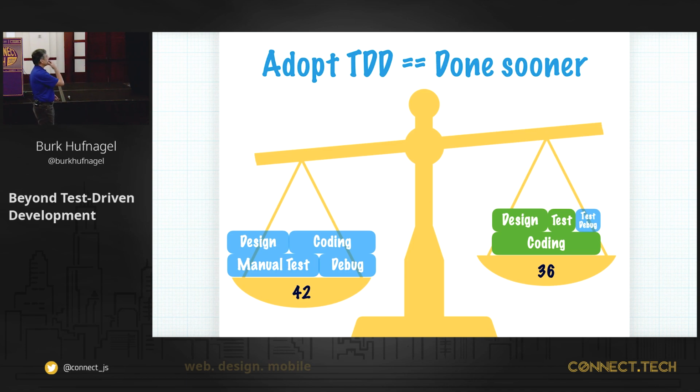But so what happens is you spend more time doing design, you spend less time doing the testing and coding. So that test debug in the upper right there, that's those 2 chunks down there at the bottom, the manual testing and debugging. You spend a lot less time with that.